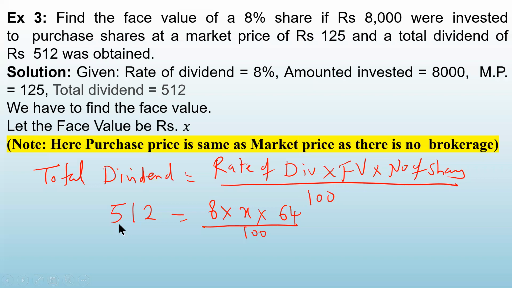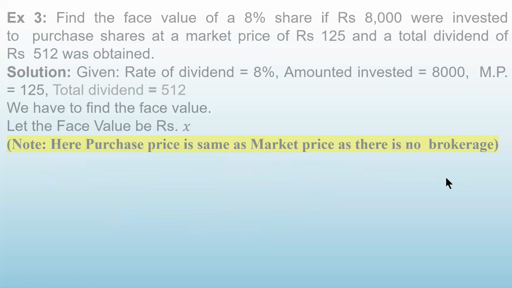Total dividend is given to you: 512. Rate of dividend is given to you: 8. Face value you are asked to find out, so you will call it X. And the number of shares is not given to you, but indirectly you are given that the amount invested is 8,000 and the market price is 125. Making use of these two, you can find the number of shares, which I have done here.